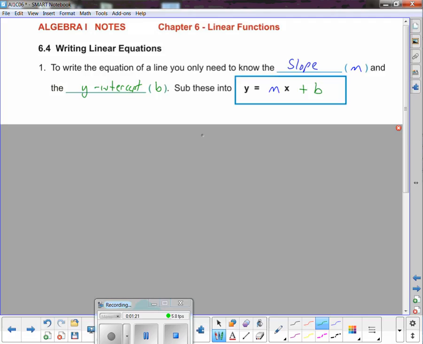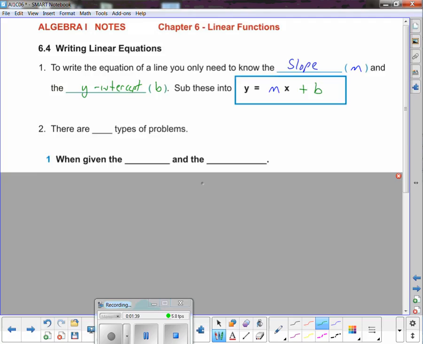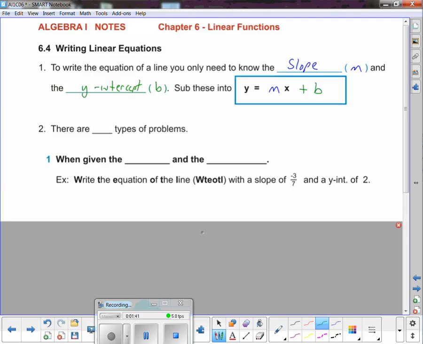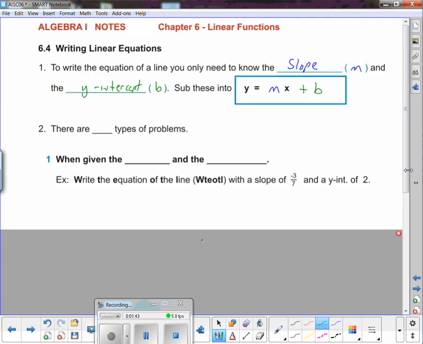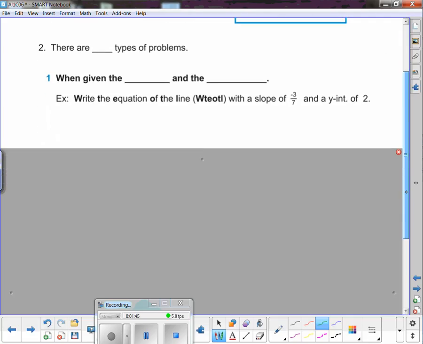We only need two things. X and y stay in the function, so we need the value of m. We need the value of b. There are basically four ways this question can be asked. So we need to go through the four different possibilities. Possibility number one is really easy. All right, you get the idea it's easy?